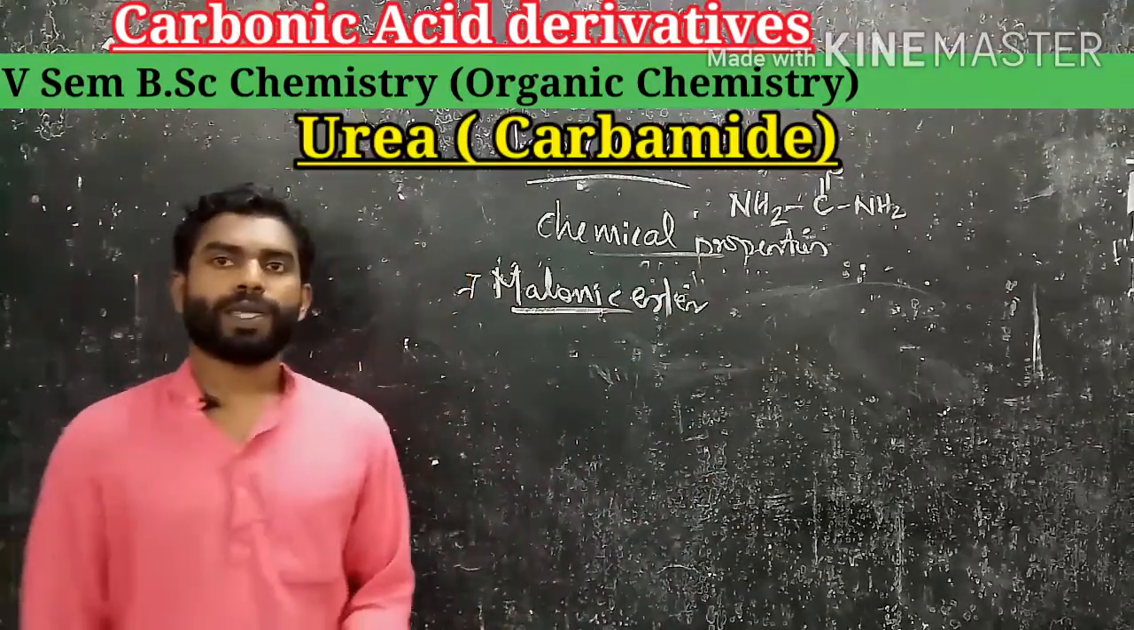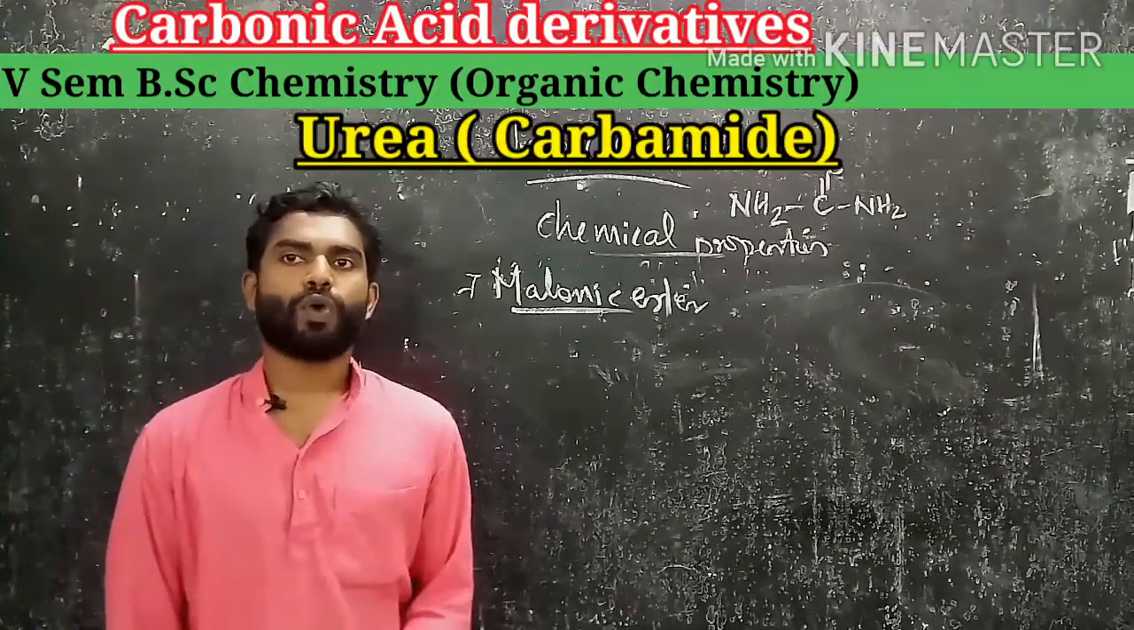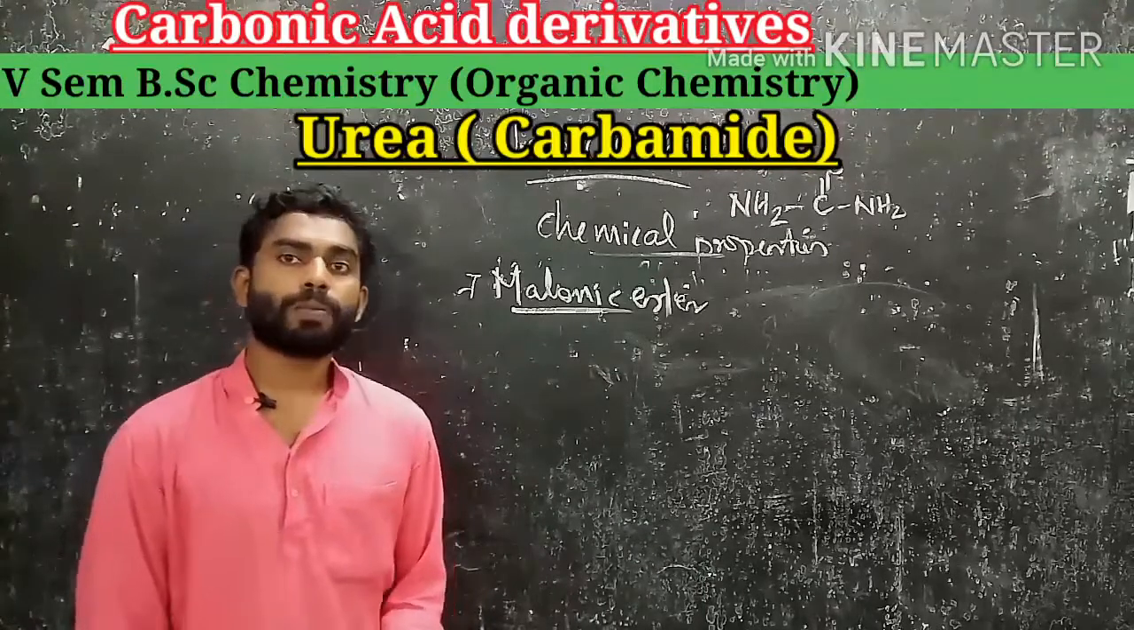Action with the malonic ester. Malonic ester or diethyl malonate condenses with urea to form malonyl urea or barbituric acid.